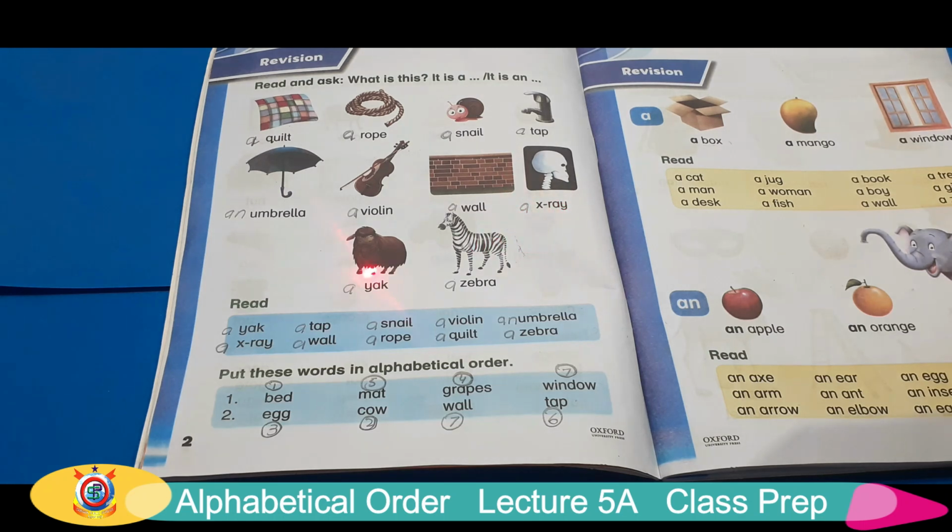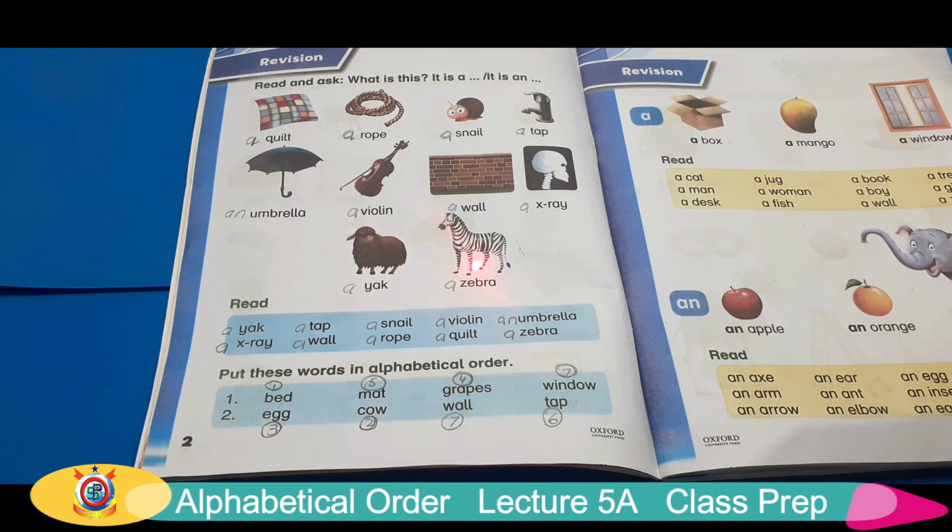Okay. Now come to the next picture. Oh my God, what is this? ये तो इतना बड़ा सा याक है. This is a yak. याक कहाँ पे होता है? जंगल में. Yes, yak. Y-A-K. A yak. ये एक जंगली जानवर है जिसे हम याक कहते हैं.